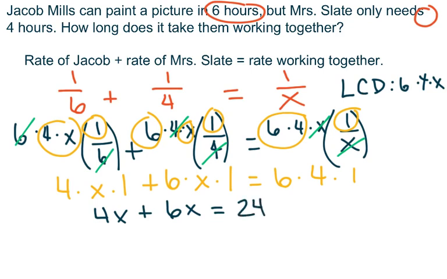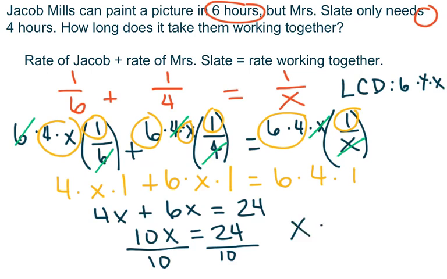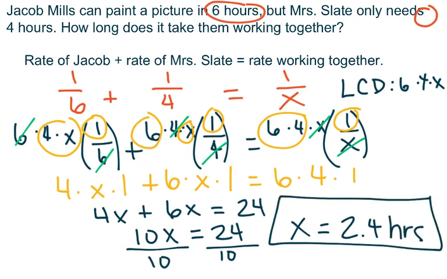Okay, so now I'm going to solve it. I'm going to get my x's together. That's 10x. I'm going to divide both sides by 10. So x equals 2.4. So if Jacob and I were to paint a picture together, obviously it would be a masterpiece, but it would also take us 2.4 hours.